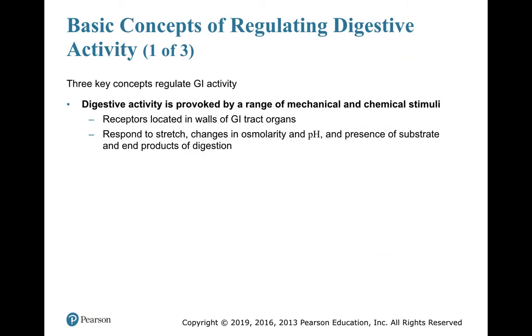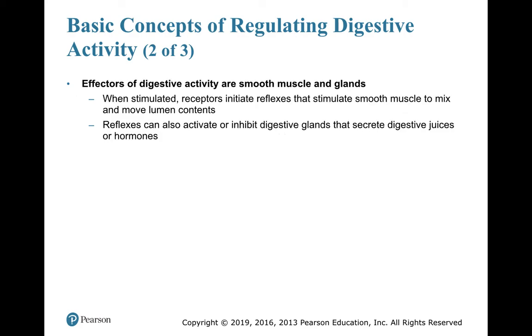Digestive activity is provoked by a wide range of both mechanical and chemical stimuli. There are receptors located in the walls of the GI tract organs. They respond to things such as stretch, changes in osmolarity, changes in pH, the substrate molecules for enzymes, and the end products of digestion will have an effect. The effectors of the digestive activity are going to be smooth muscles and glands.